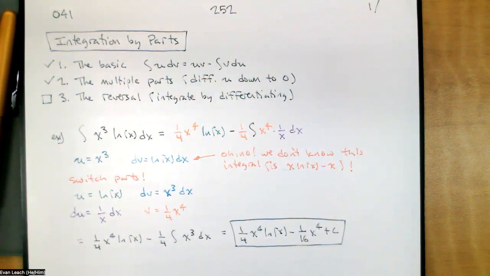This is a cool trick. We have to look at one variation of this trick. We have to learn the integral of natural log of x. In this problem, the x cubed was there to be something that we integrate. But in the reversal, when we're integrating by differentiating, it might be that all we have for dv is dx. So let's look at our next example.